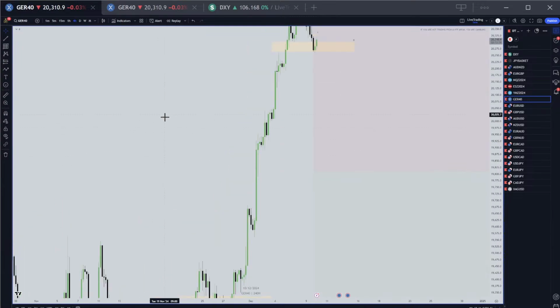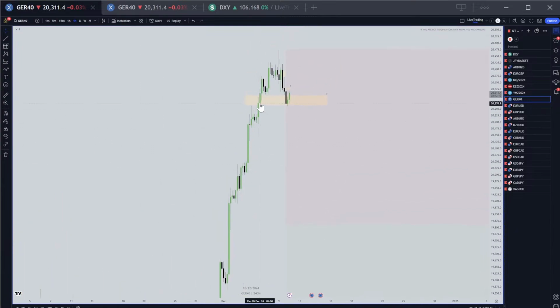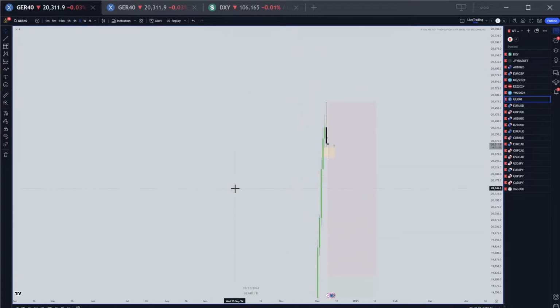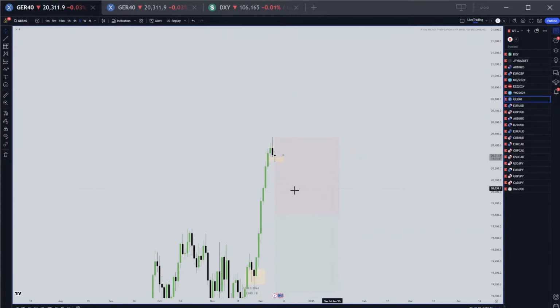So then I will go one time lower. I would say this 4-hour BISI looks like the most likely target, 19,800-ish. In discount, overlapping daily and 4-hour value gap, if we are going to swing this to the downside. And we don't know this yet. There's no sell structure confirmed. We just had one candle.